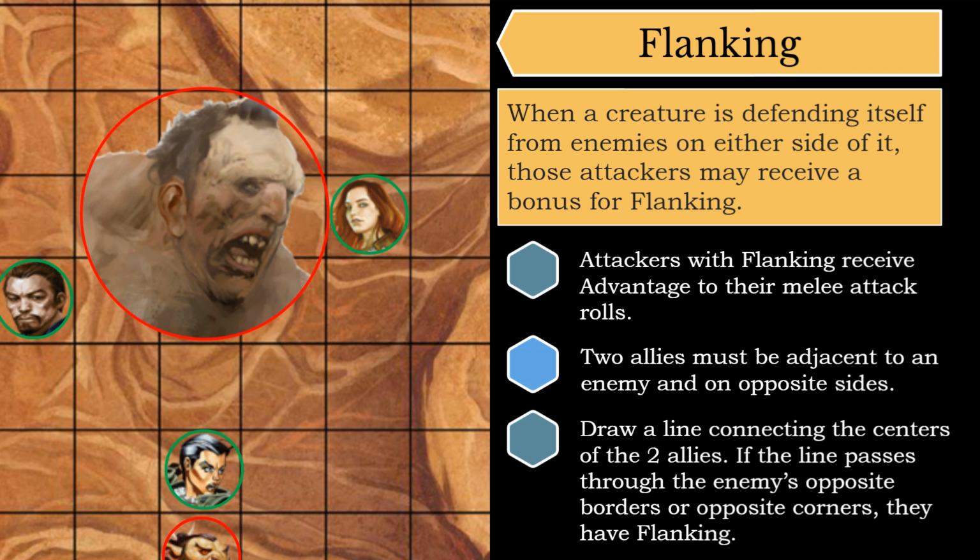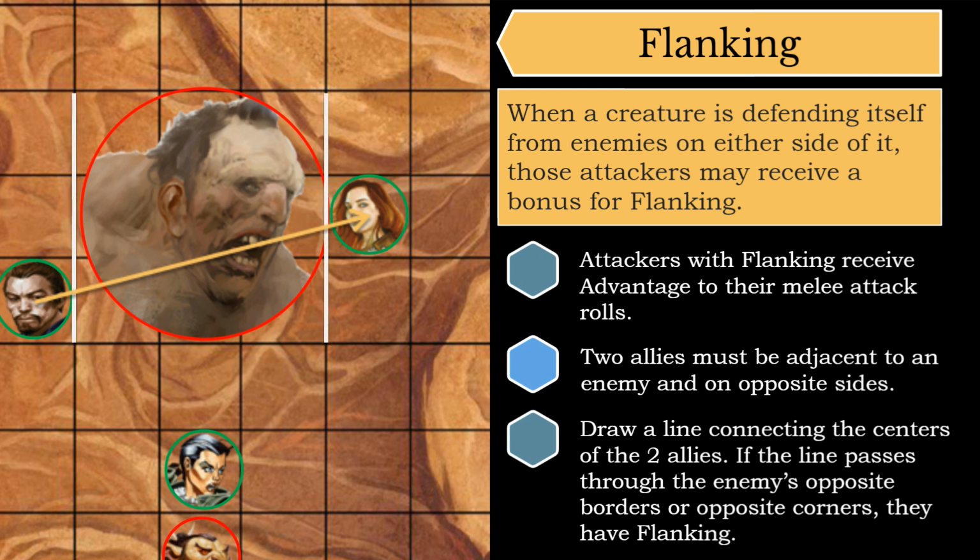On the other side we have Dela, and to confirm that she is on the opposite border, we draw a line from the center of Quinn's square to the center of Dela's square. Since this line clearly passes through opposite borders of the giant's area, we know that this satisfies the rule, and therefore Quinn and Dela receive advantage to their melee attack rolls for flanking the giant.